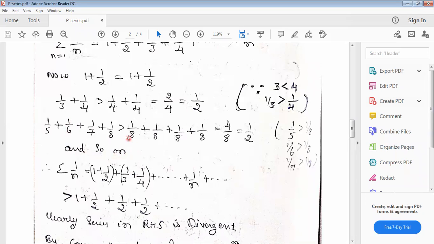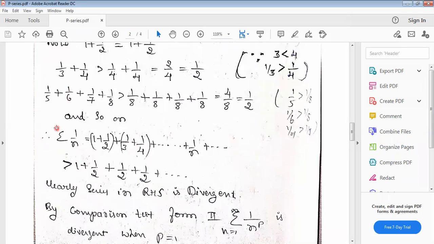And so on. Continue the same process. Then the p series with p equal to 1 can be written as sigma 1 by n equal to 1 plus 1 by 2 plus 1 by 3 plus 1 by 4 plus etc, which is greater than 1 plus this sum, which is greater than 1 by 2, plus the next sum, which is greater than 1 by 2 that we have shown here, plus 1 by 2 plus etc.